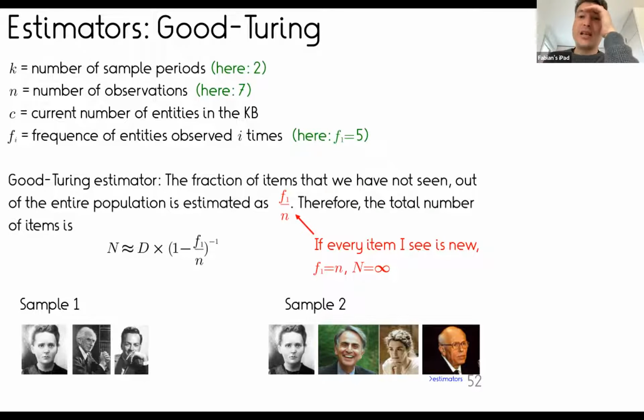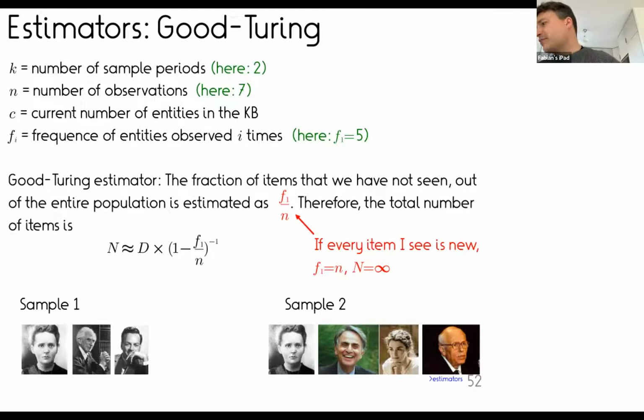So in our example, you merge the 2 samples. We saw Marie Curie twice. We saw Bertrand Russell once, Richard Feynman once, Carl Sagan once, Hypatia once, and Andrei Sakharov once. So the number of people whom we saw once is 1, 2, 3, 4, 5. And then you assume, now this is tricky, that the fraction of items that we have not seen out of the entire population is that number over the size of the sample. So in our case, it would be 5 over the total size of the sample, 5 over 7.